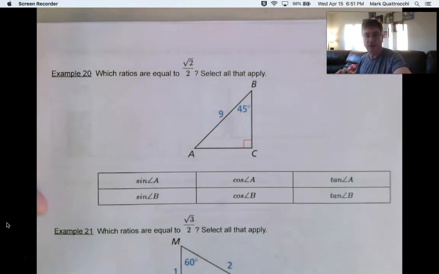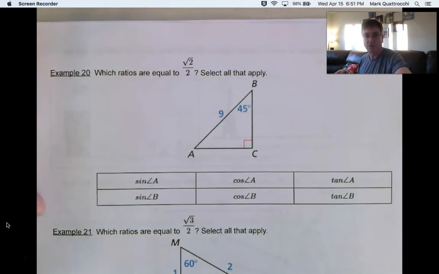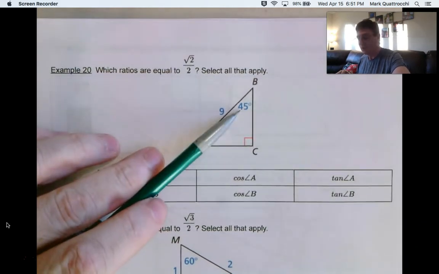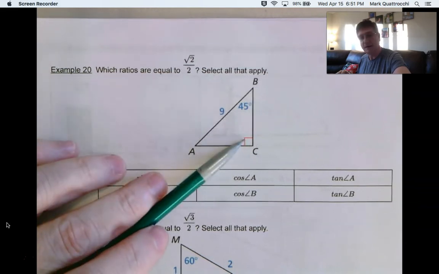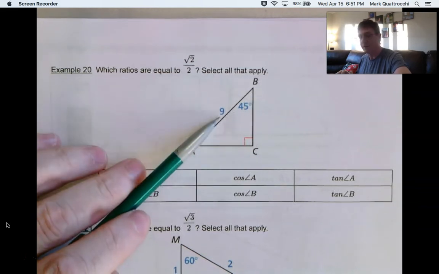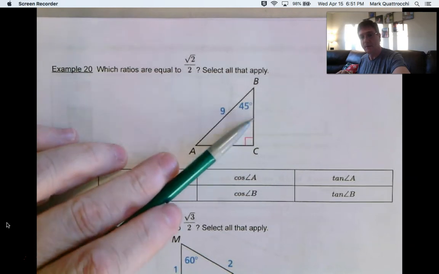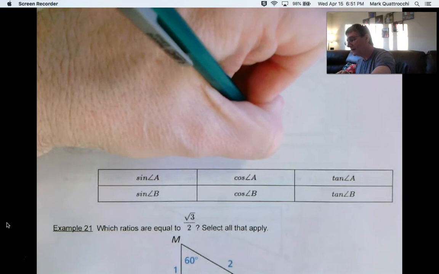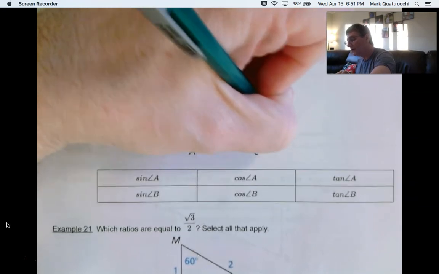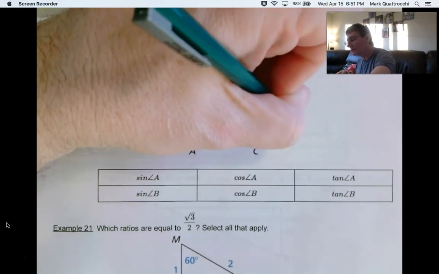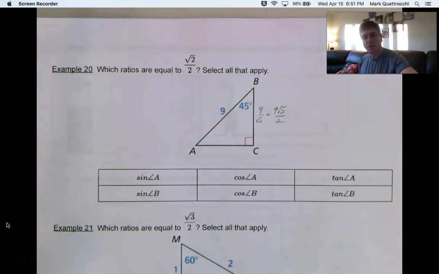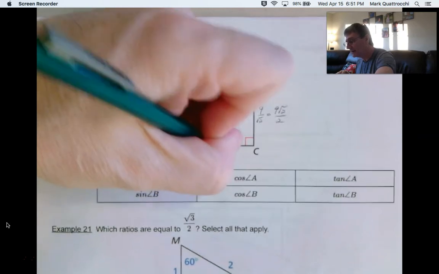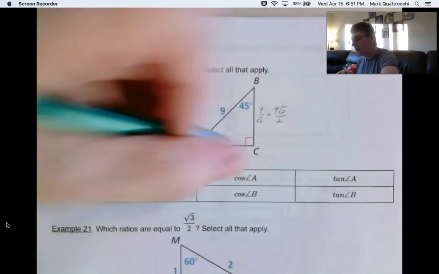Which ratios are equal to square root 2 over 2? Select all that apply. So here this is 45, 45, 90. This is 9. What's this? This is 9 divided by the square root of 2, or 9 square root 2 over 2. This is also 9 square root 2 over 2.